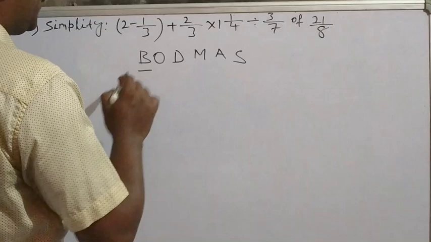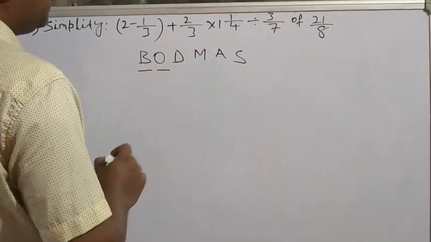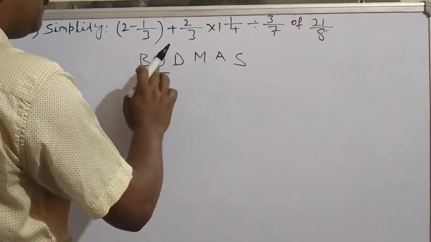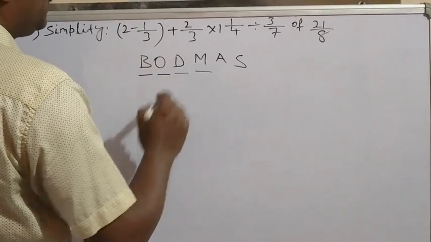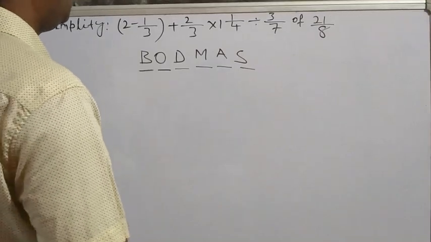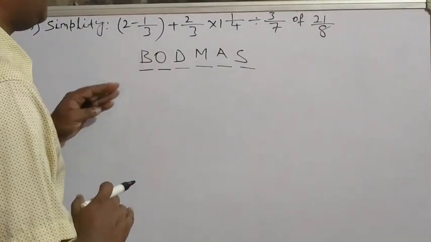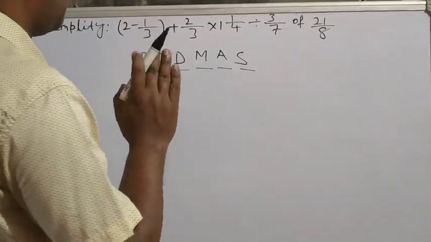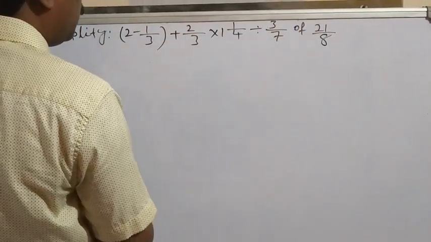B is for bracket. First we have to solve the bracket. Then of. Of means into, multiplication is also into, but first we have to solve of. Then division, then multiplication, then addition, then subtraction. Understood? In this sequence we have to solve. If we do not follow this BODMAS rule, then the whole problem is wrong. We will get 0. So we have to solve following this rule.